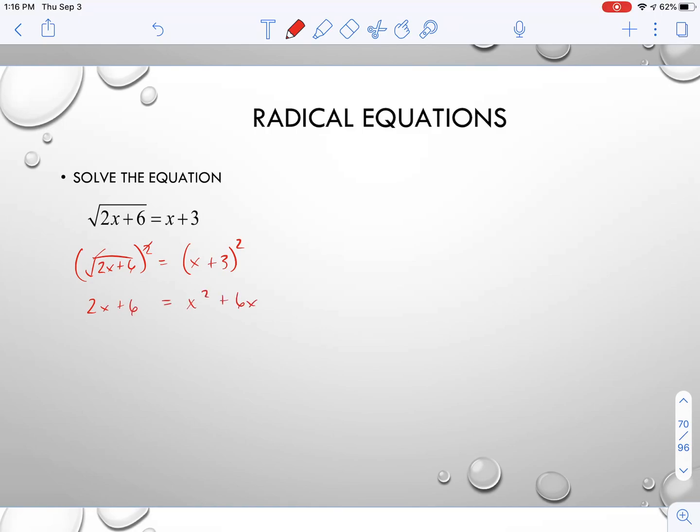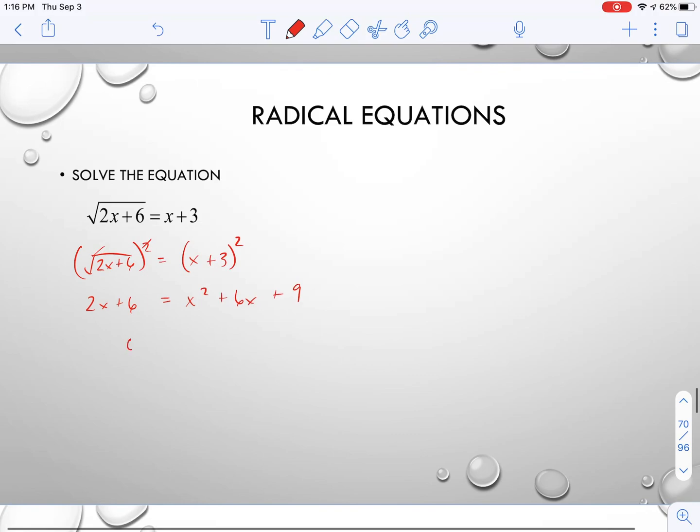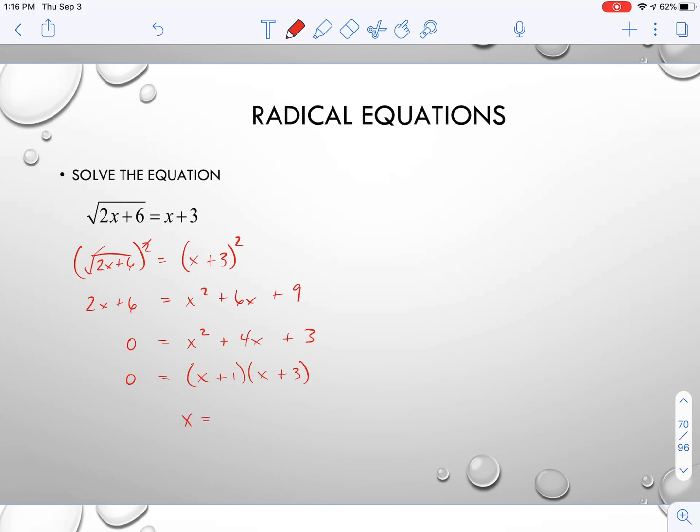x squared plus 6x plus 9. I'm going to move my terms back over to the right here, so I'm going to have 0 equals x squared plus 4x plus 3. And now I want to ask myself, do I have two numbers that multiply to 3 and add to 4? I do. They're going to be x plus 1 and x plus 3. When I solve that, I'm going to get x equals -1 and x equals -3.